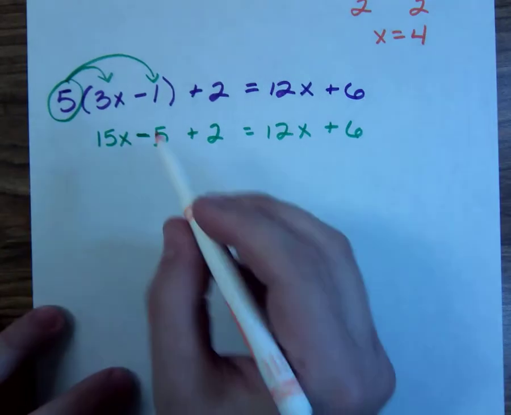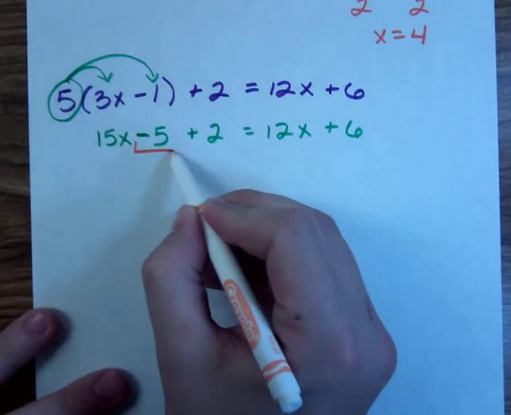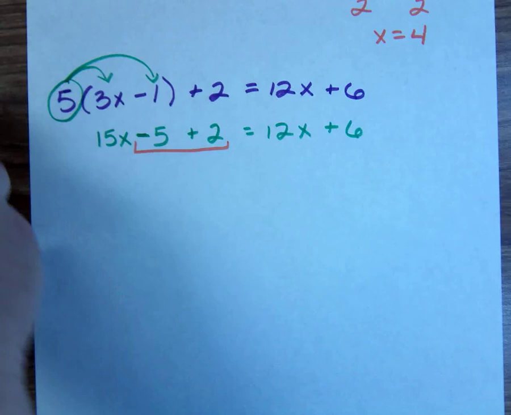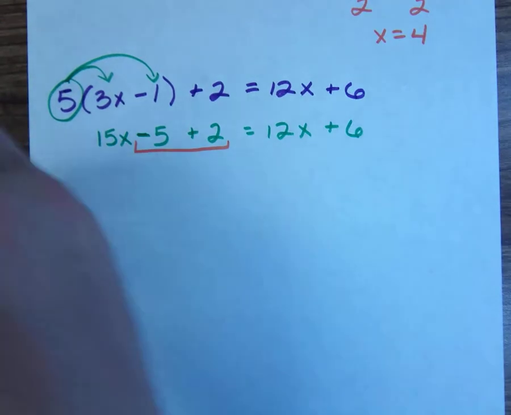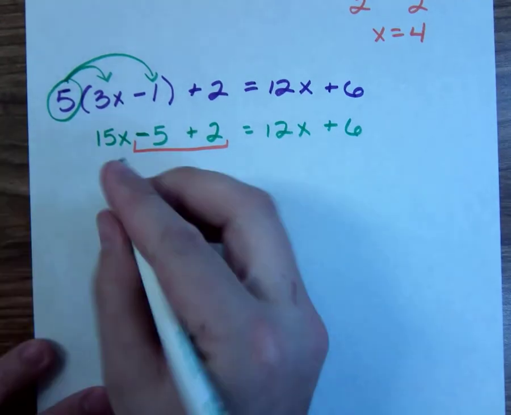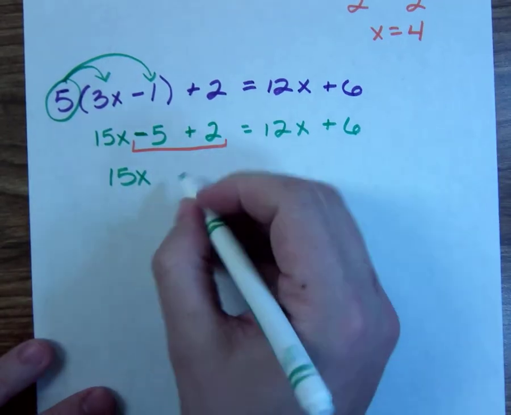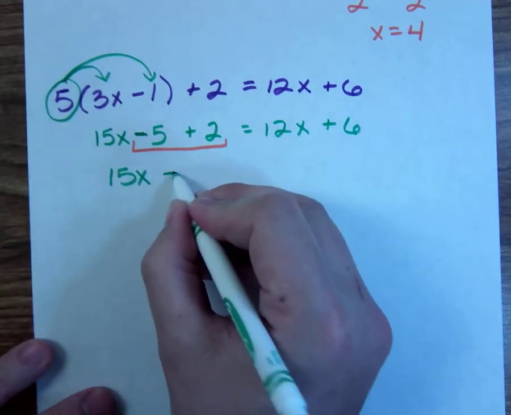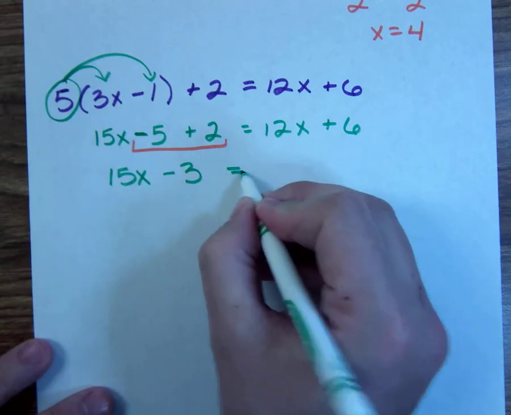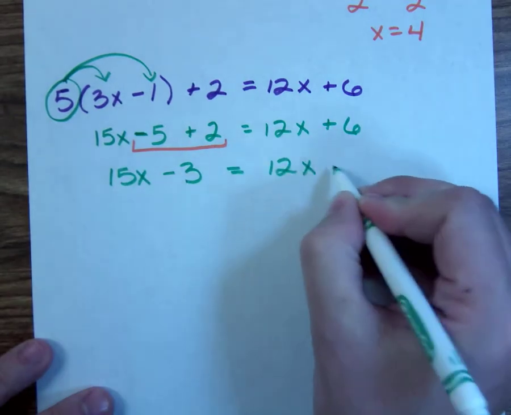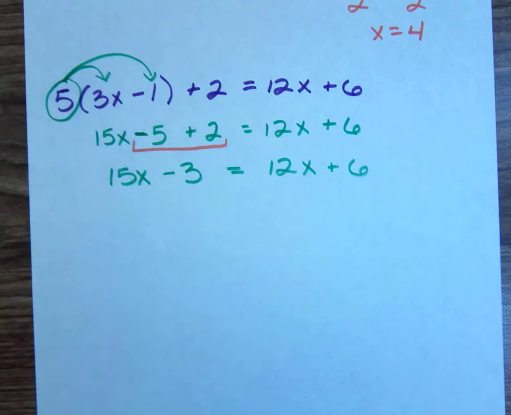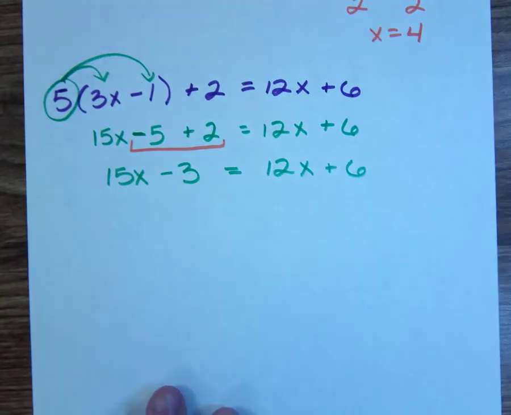There we go. How about these two? The -5 and the +2. Those are both constants that can be added together. Let's do it. So that would give me 15x, and the -5 plus 2 is -3 equals 12x plus 6. All right, I feel pretty good about that.